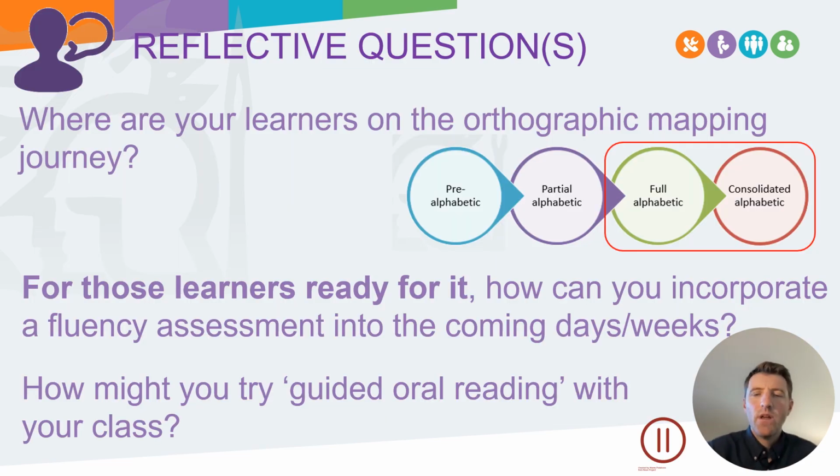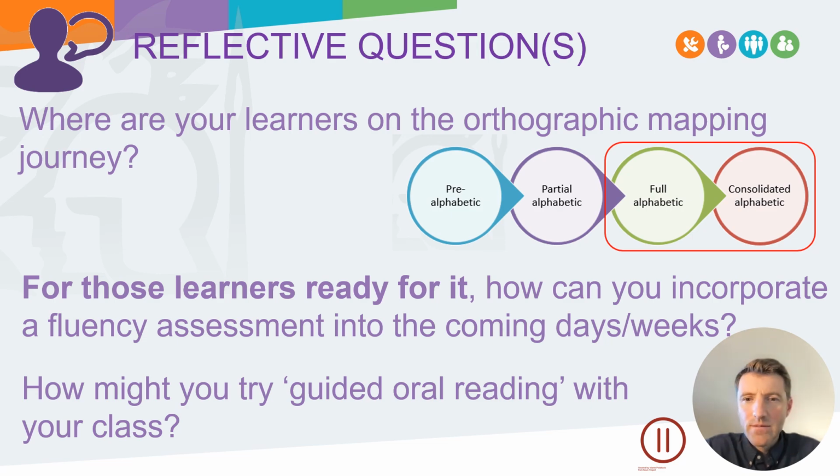Okay, so time for some conversation, some discussion. Three questions for you and your in-school facilitator. Click pause when you're ready to think about and discuss these three issues. First question then, if we were thinking about the phases of alphabetic learning, where are your learners on that journey from pre-alphabetic to partial alphabetic, full alphabetic, consolidated alphabetic? Think about where your learners are. And if they're sitting in those final phases, that's where you can think about, okay, how fluent are they?